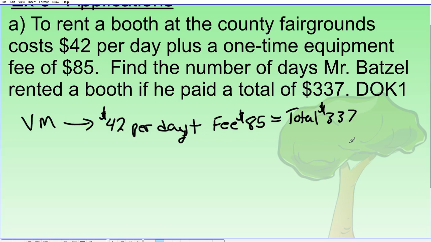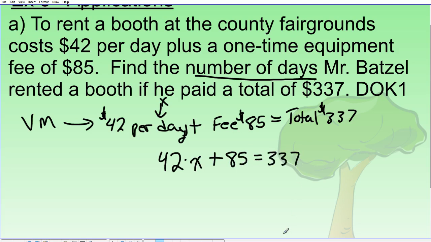Okay, so this is my verbal model. This kind of summarizes the word problem using letters, numbers, words, symbols, but it makes it look sort of like an equation. And the question is, find the number of days. I don't know this. That's going to be my variable. How many days did he rent the booth? So $42 times the number of days plus this equipment fee is equal to $337.